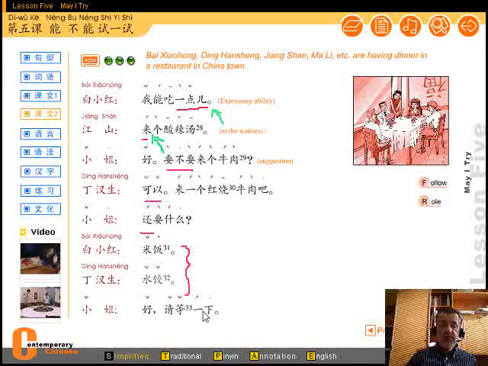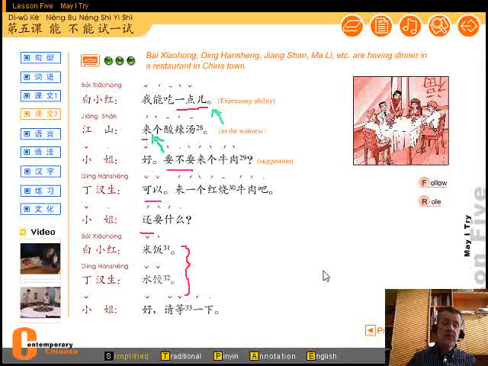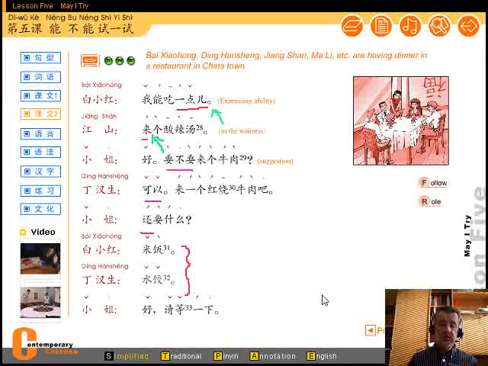All right, and here's the last little bit. 好，请等一下。 So you understand that, I'm sure. Okay, please wait a moment. So this is actually a good example of the use of 一下. If she just said 请等, it sounds very formal and almost a little abrupt. Obviously, she doesn't want to indicate that you're going to have to wait for a long time. What she's saying is, you only have to wait for a short period of time, which is obviously a good thing to say in a restaurant. So after the verb 等, she's added 一下.